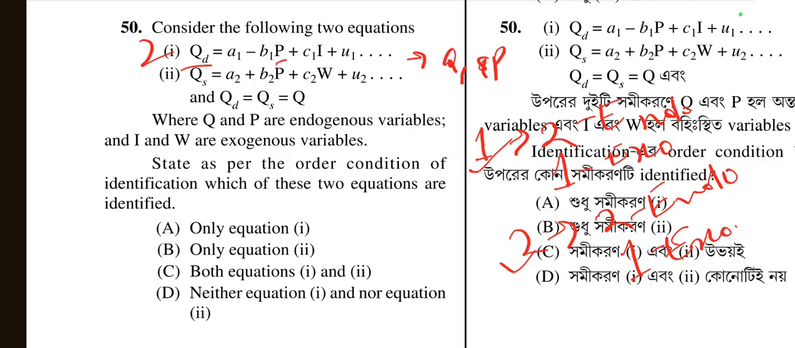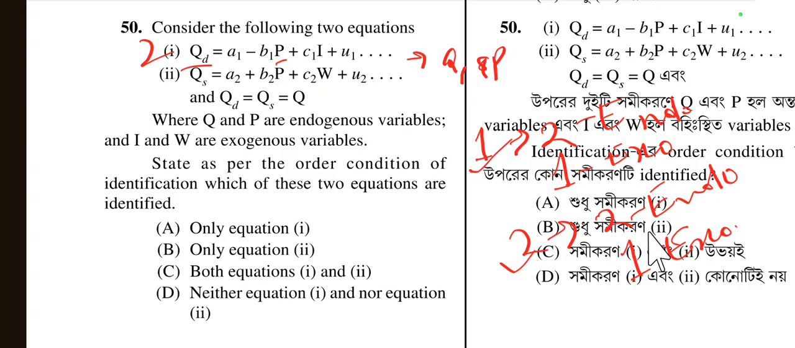Then we have to find out the order condition of identification. According to the order condition, an equation is identified if the number of exogenous variables is at least equal to the number of endogenous variables minus 1. For equation 1, endogenous variables are 2 and exogenous variables are 1. So the condition is 1 exogenous is at least 2 endogenous minus 1. So 2 minus 1 is equal to 1. So this is satisfied. Then in equation 2 also, 2 minus 1 is equal to 1. So it is also satisfied.